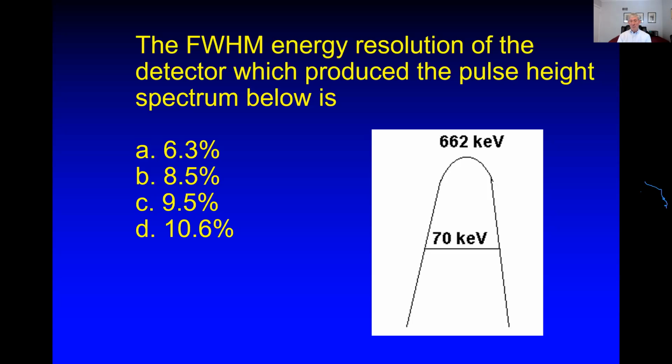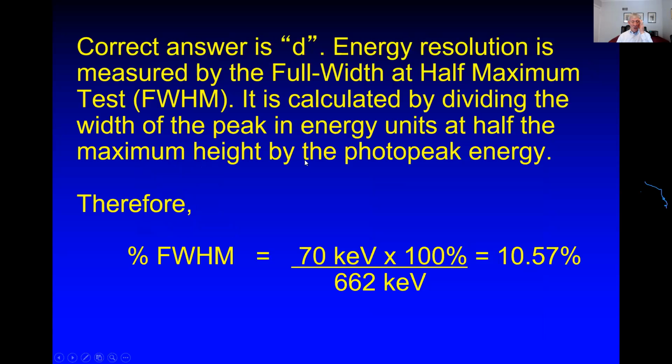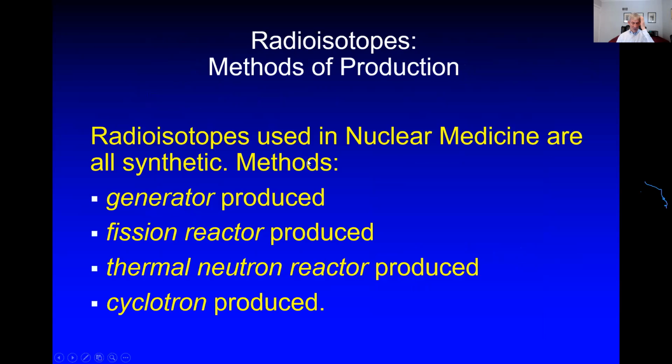There's no magical number here, but you should know that the best detection device is going to be between 6 and 10%. That is considered the optimal range. And so if your well counter comes up with 10.6%, that is out of the range of acceptability. And so you need to either get a new well counter or at least replace the sodium iodide crystal that's in there. So that was the last question on that part of the test.